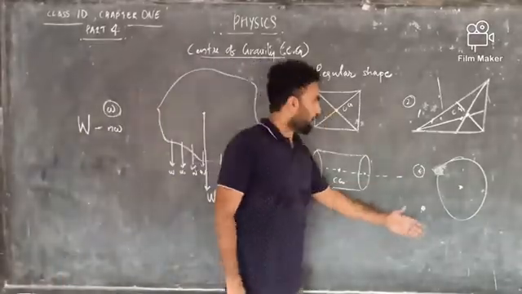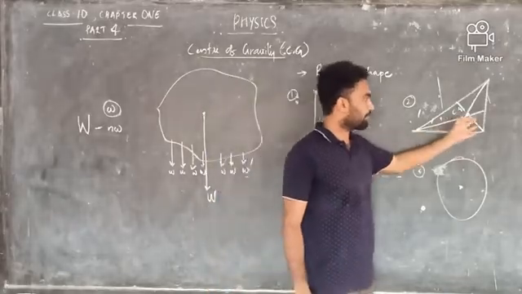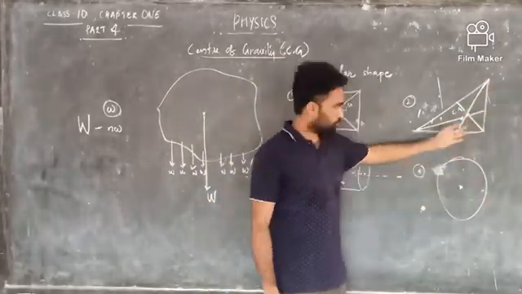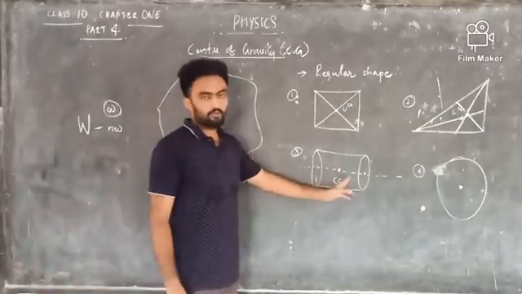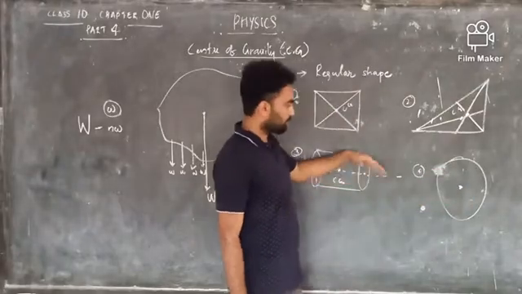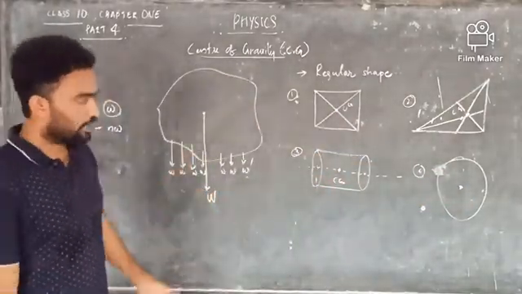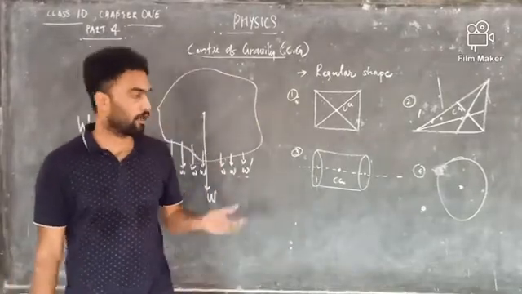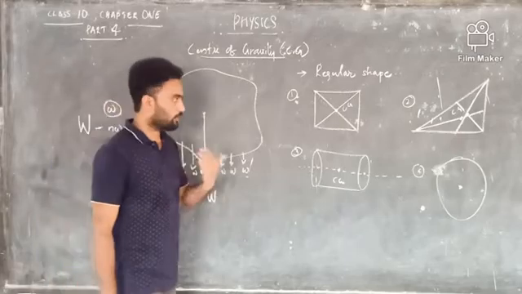The intersection point of the diagonals will give you the center of gravity of a parallelogram or rectangular body, and for the triangular lamina it will be the intersection point of the medians. The midpoint of the axis will give you the center of gravity for the cylindrical case, and for a circular body it will be the center of the circle. So that is about the regular shaped bodies. Then how do we calculate the center of gravity for an irregular one?